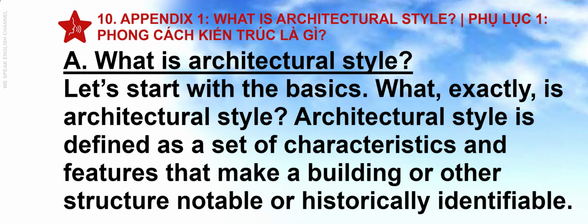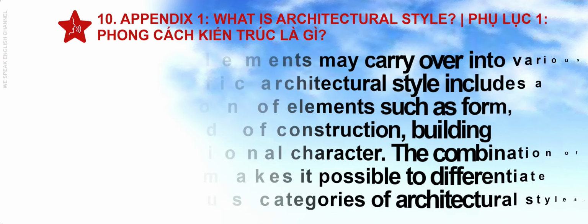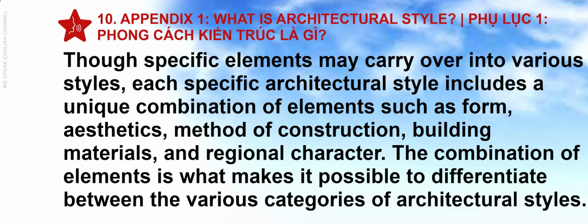Architectural style is defined as a set of characteristics and features that make a building or other structure notable or historically identifiable. Those specific elements may carry over into various styles. Each specific architectural style includes a unique combination of elements such as form, aesthetics, method of construction, building materials, and regional character. The combination of elements is what makes it possible to differentiate between the various categories of architectural styles.